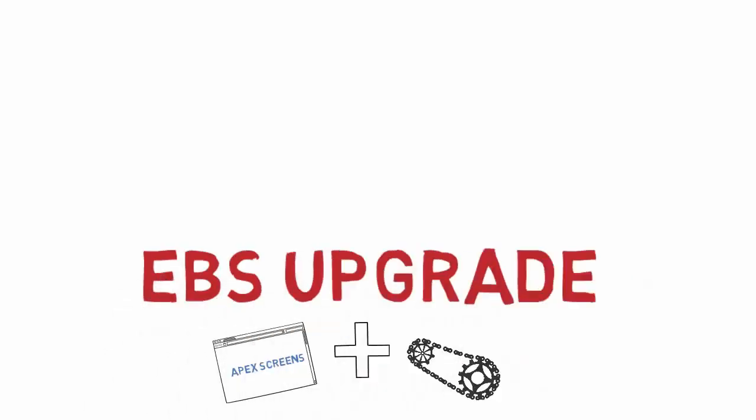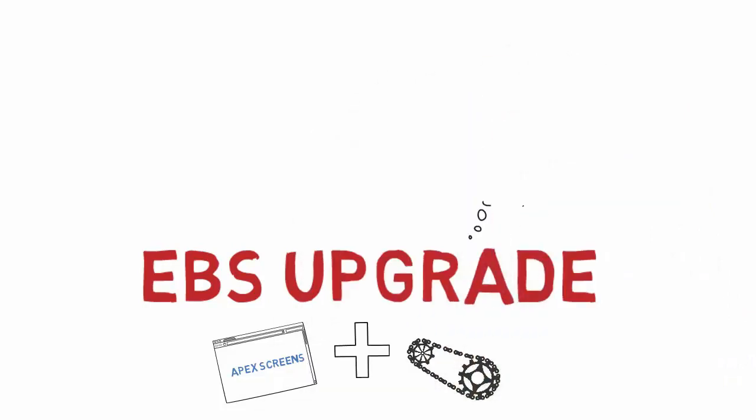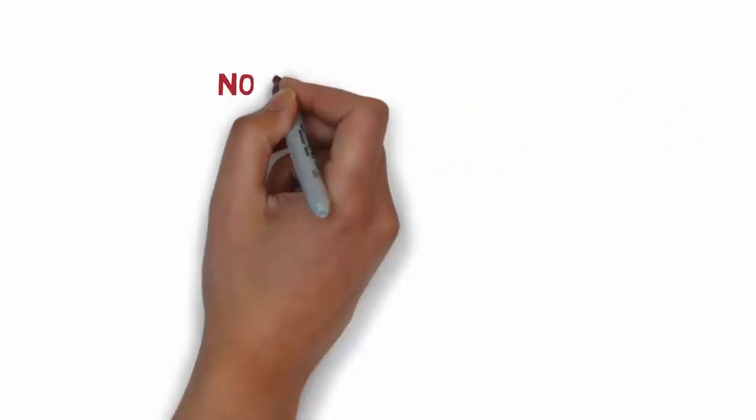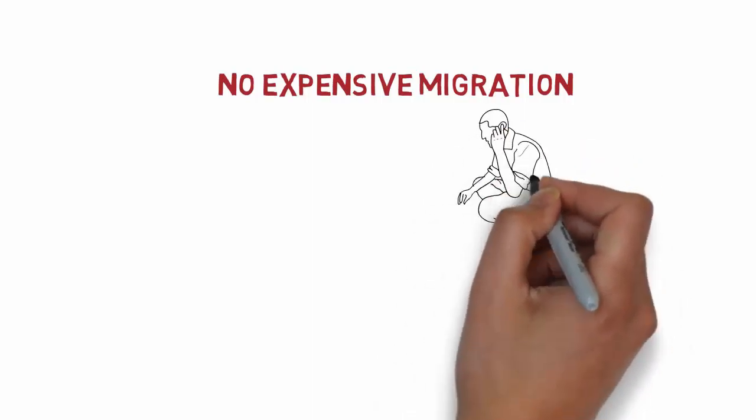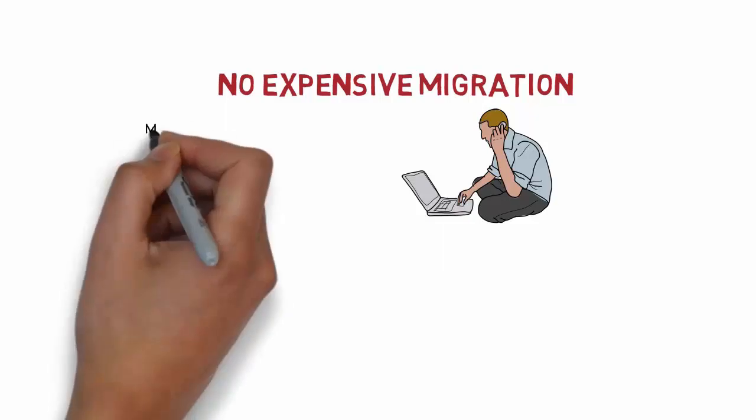Apex screens or other customizations to your EBS introduce additional cost, effort, and risk to your next EBS upgrade. Bolt-on applications require managing an interface with EBS and undermine the ROI of your EBS investment. With no expensive migration, CloudIO utilizes your current Oracle ERP, enabling and empowering users with job-centric functions.